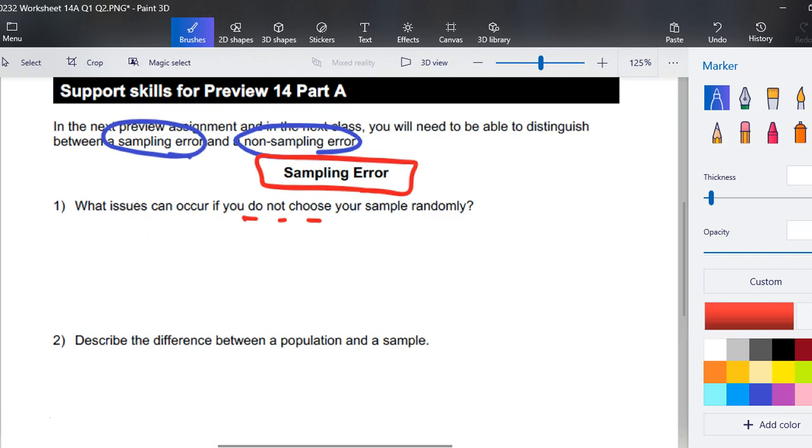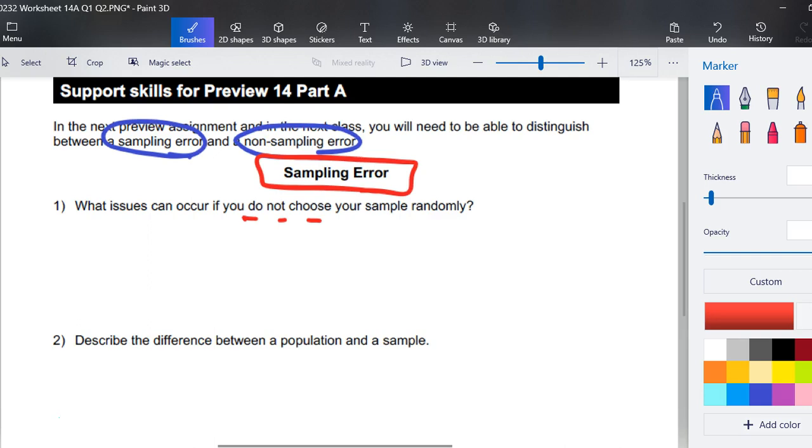So in question 1, what are some issues that could occur? If one does not choose the sample randomly, then the sample is not going to be representative of the population, and the data that's going to be collected will be useless. So in part 2, or question 2, describe the difference between a population and a sample.